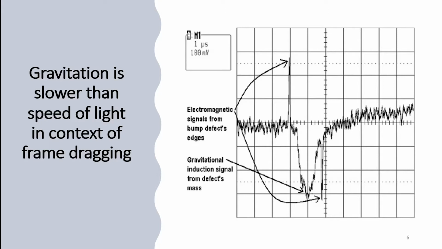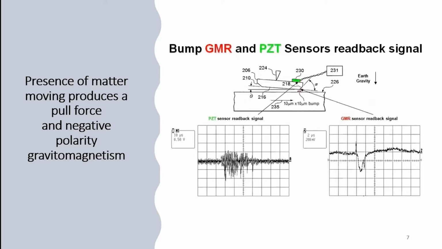But you can see there that from this context, the first electromagnetic induction signal on the left precedes the gravitational induction signal. So in this case, gravity is going slower. Now here I have this cross section where we're looking at the bump and we're looking at these different sensors that I had.